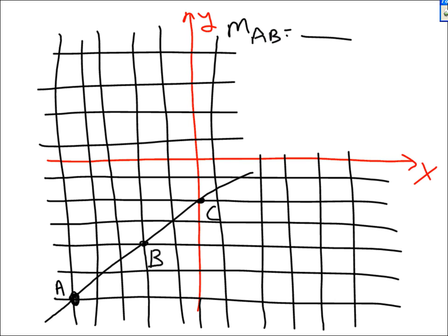Well, we'll go from A to B. You can go up 2 and 3 to the right. Well, up 2 is a change in y, and 3 to the right is a change in x. The slope is 2/3. Well, what about the slope from B to C? Well, from B to C, you can go up 2 and, oops.